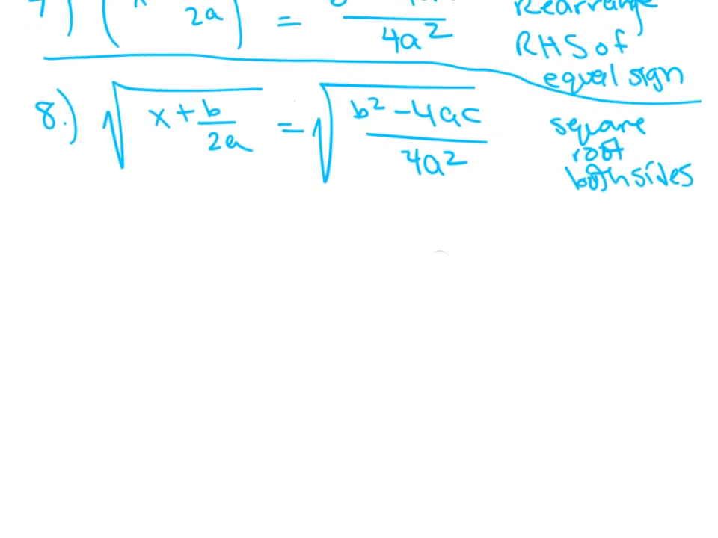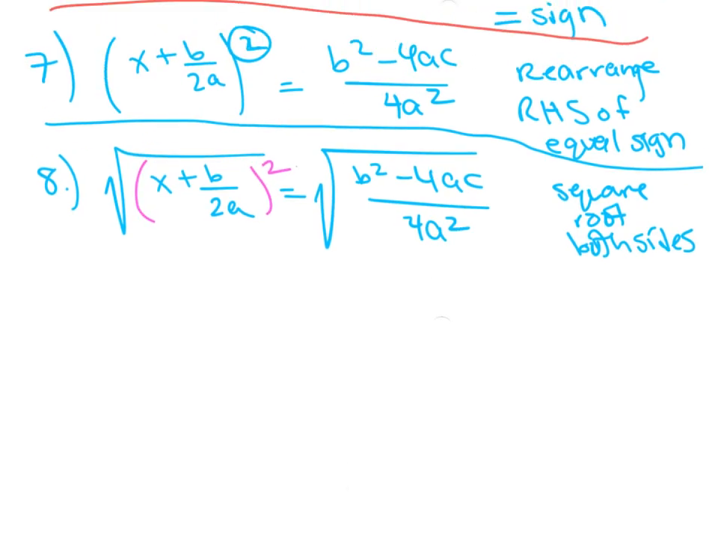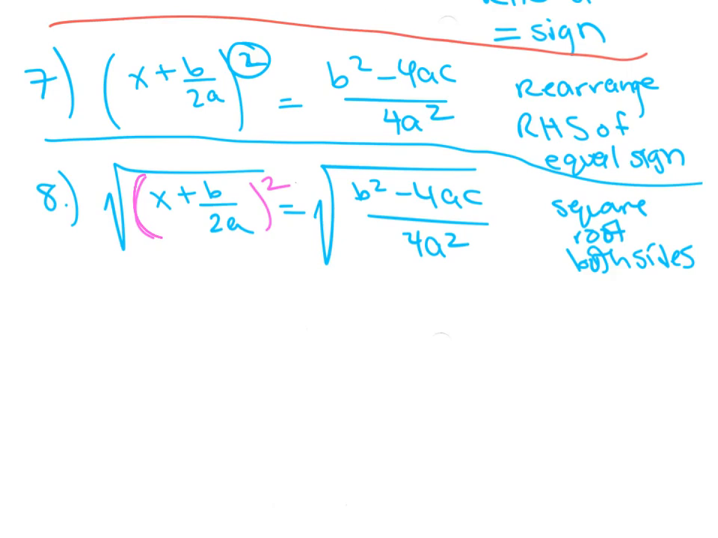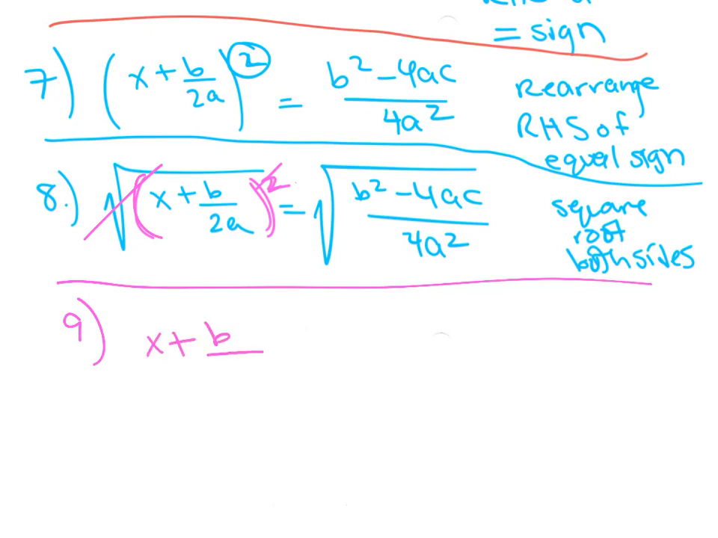Okay, now that we've taken the square root, let's see what happens. Don't forget this was squared, right? I just forgot to write that. Because this was squared, we square rooted, so this goes away. So now in my ninth step, we have x plus b over 2a is equal to the square root. Don't forget your plus or minus. Okay, b squared minus 4ac all over 4a squared.